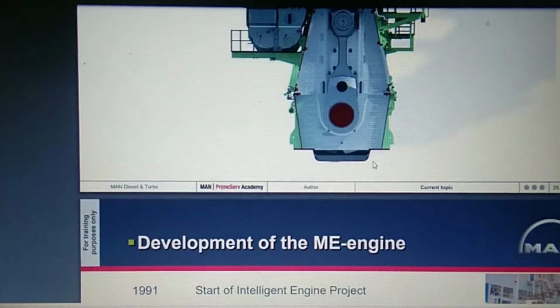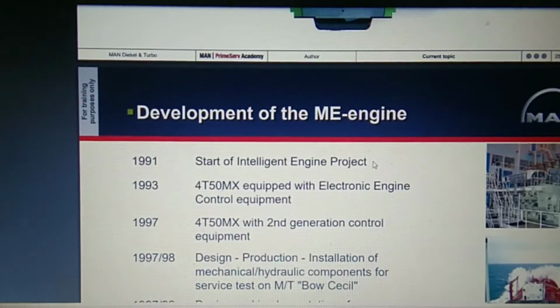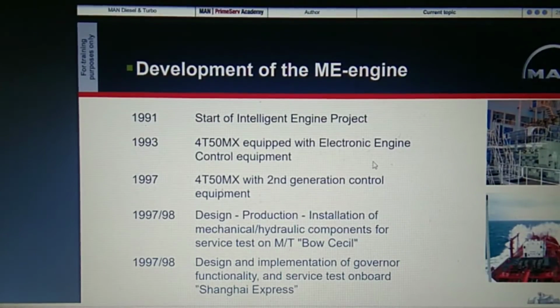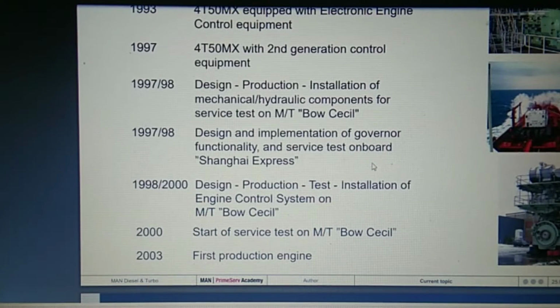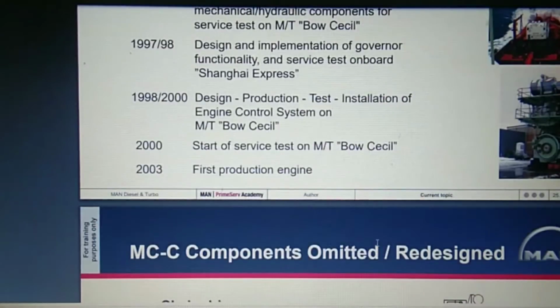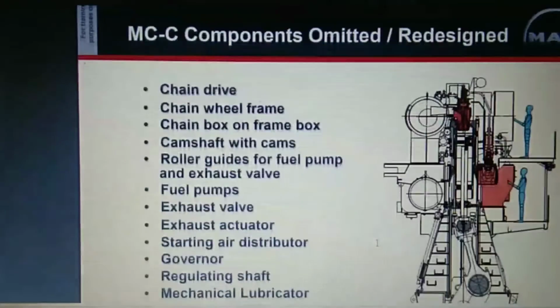This is the MC design, you can see. So this is the development of the ME engine. These are the years: 2003, the first production engine is there. Latest developments. So now MC, what are the components we omitted? So we came to ME engines.